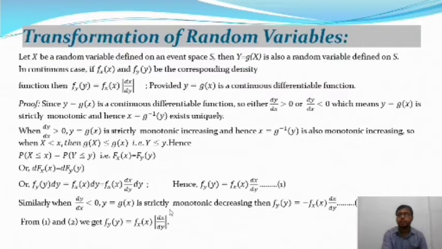This theorem is actually the transformation of the random variable. Here fy(y) and fx(x) are both probability density functions in different variables, that means with respect to x and with respect to y, where y = g(x) is a function that is either monotonic increasing or monotonic decreasing. In both cases the relation is fy(y) = fx(x) into modulus of dx/dy, where y = g(x) is a continuously differentiable function. So this is the theorem on transformation of a random variable.